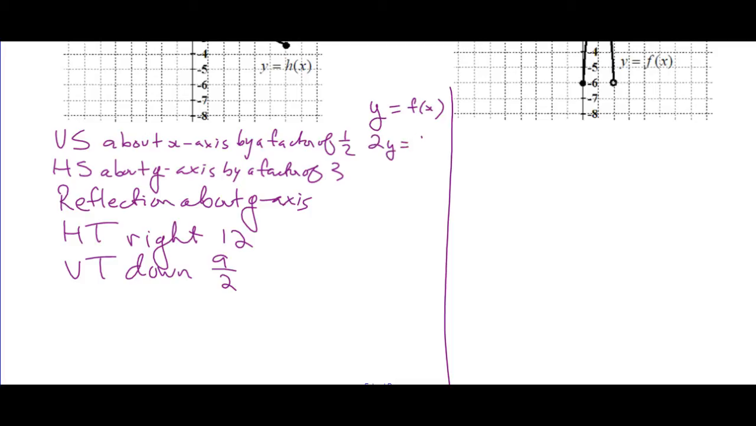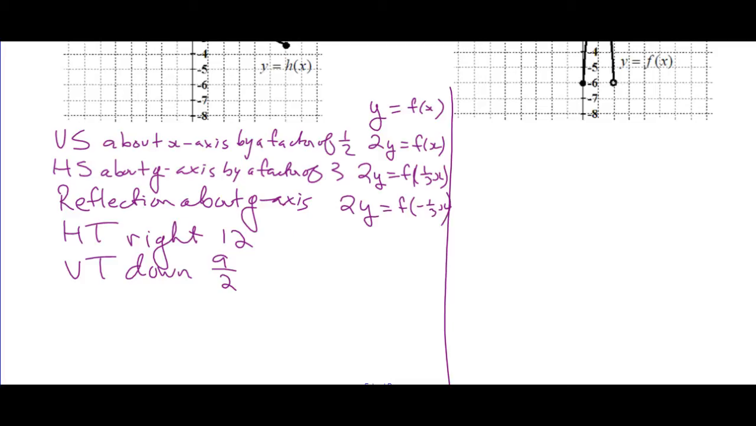So 2y is equal to f of x. Horizontal stretch by a factor of 3. So 2y is equal to f of 1/3 x. Reflection about the y-axis, so 2y is equal to f of negative 1/3 x. Now I really replaced x with negative x, but I'm going to write the negative in front of the 1/3.